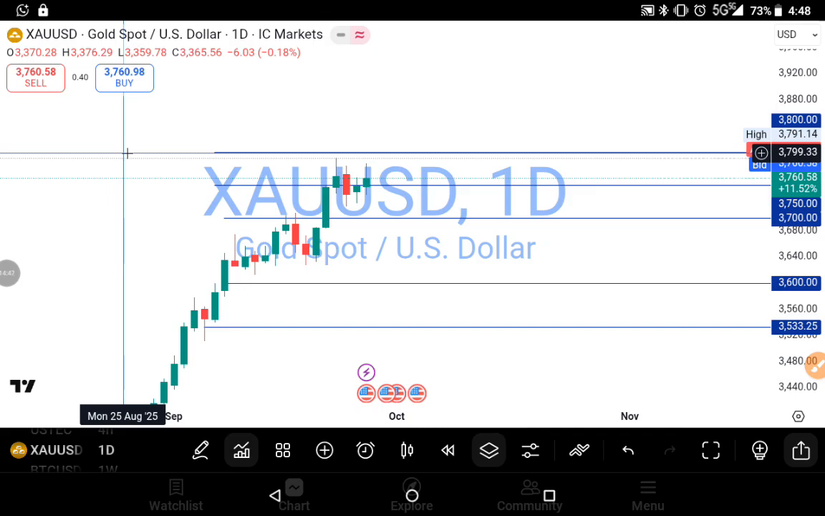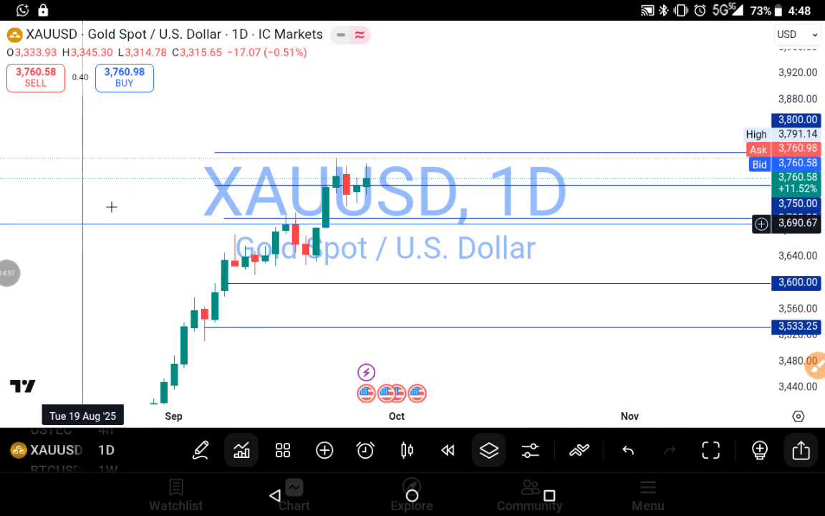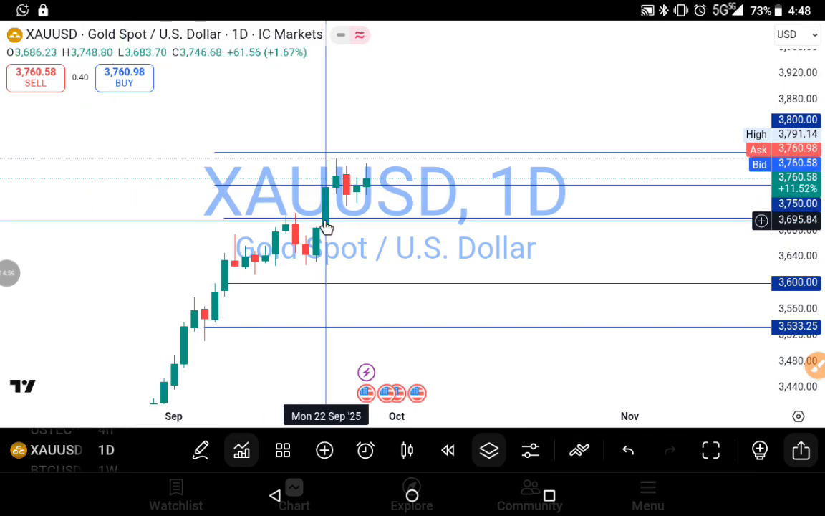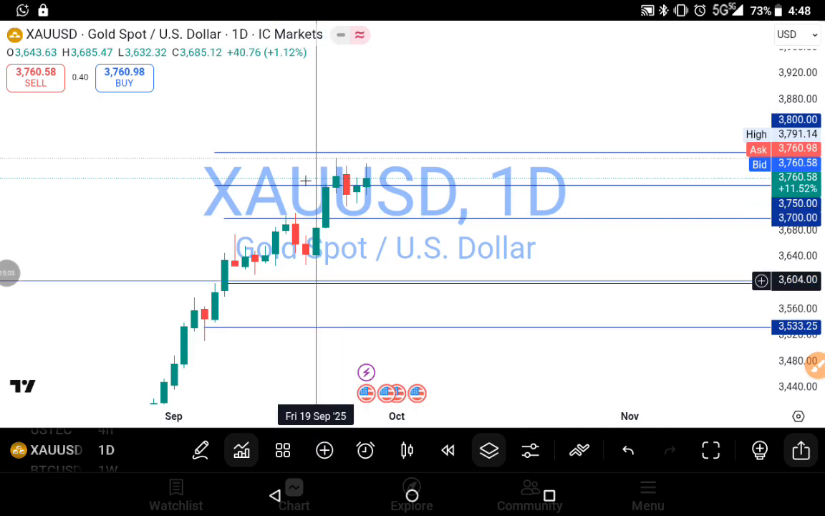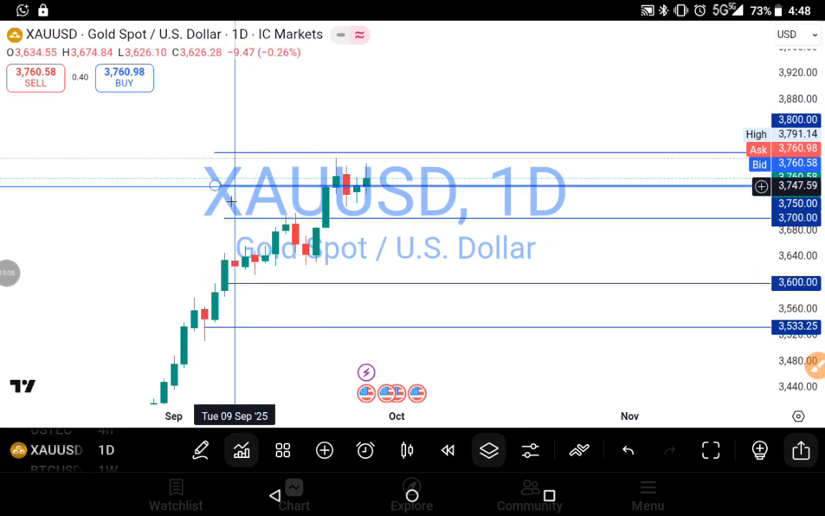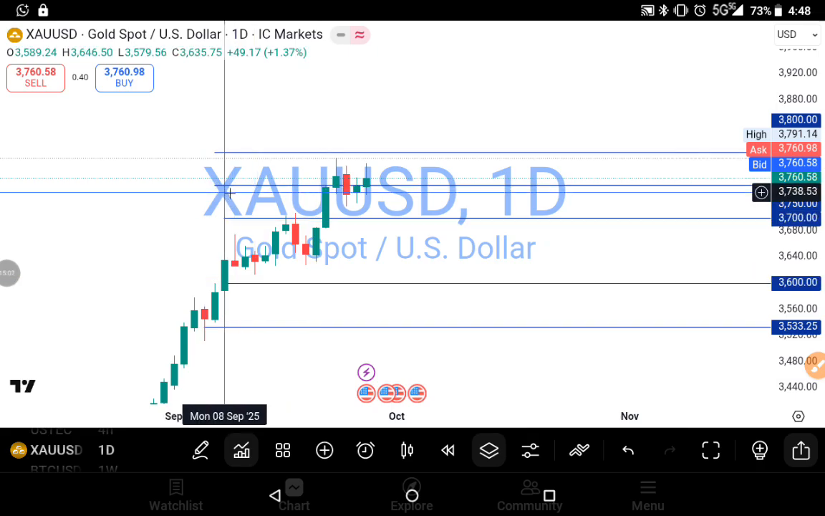As long as 3700 remains a support to the price, and that 750 has been taken, I'll be watching 3800. Is the market price staying above 3700? So as long as the market price stays above 3700, then I'll be watching 3800.